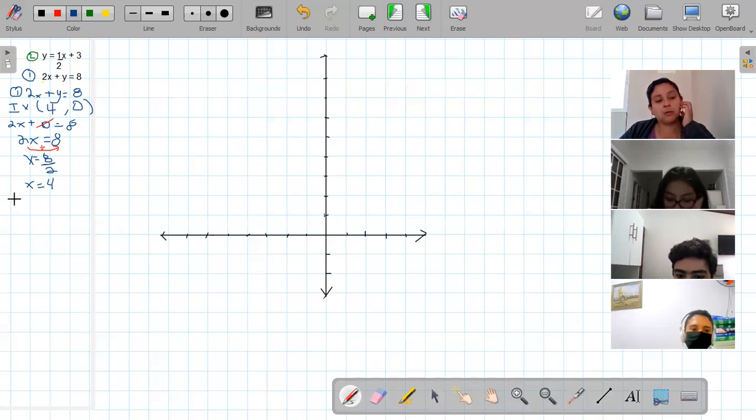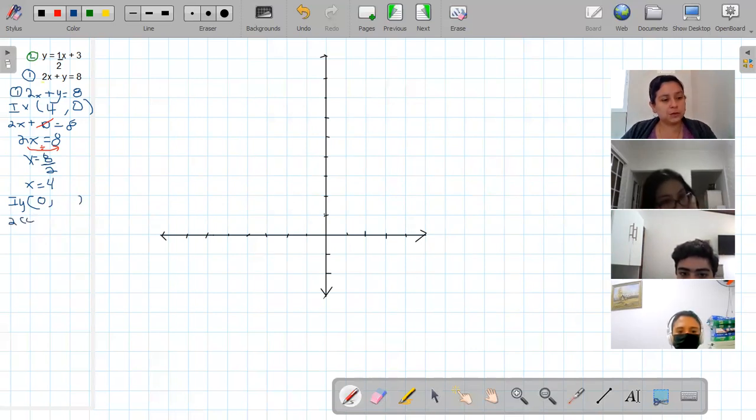Now let's find the intercept in y. How do we find the intercept in y? x is 0. Well, the x is 0, very good. And I find the value of y. So I'm going to say 2 times 0 plus y is equal to 8. 2 times 0 is 0. So I have that y is equal to 8. And I place that 8 over here.